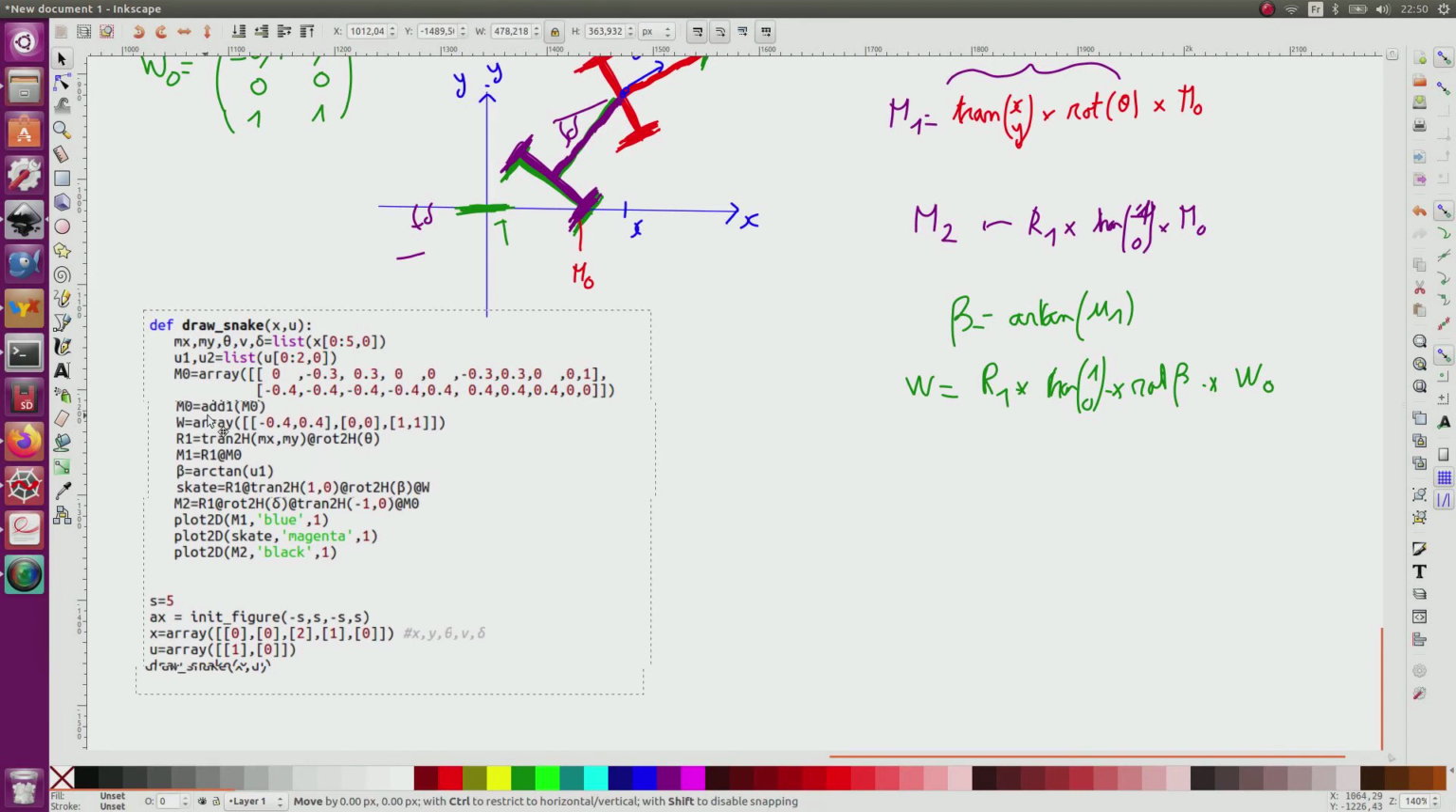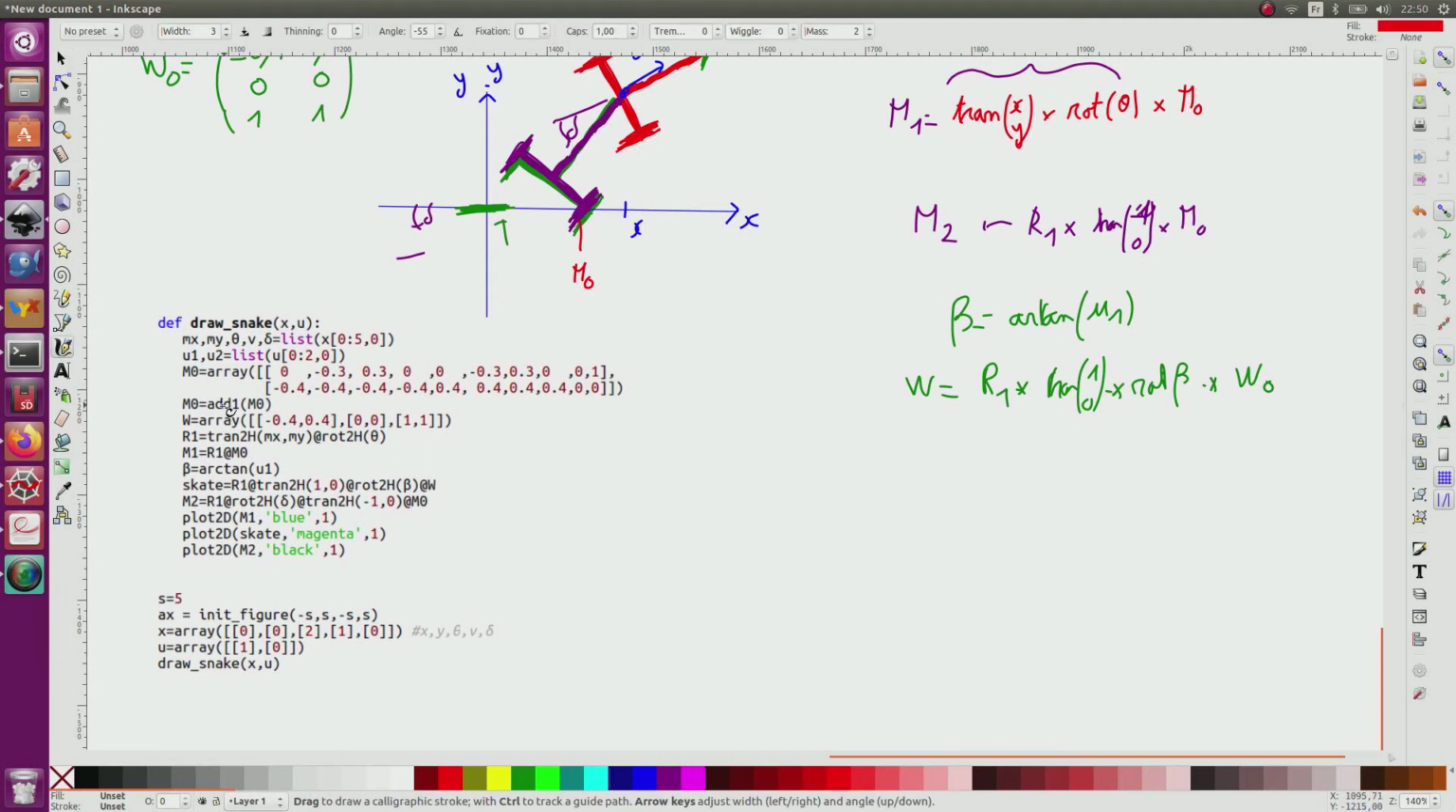This one is to put M0, I add 1 like this to put it into homogeneous coordinates. So I add a line of 1s. This one is for the wheel. It is what I called W0 previously. So this one corresponds to W0. Then here 2H means 2 dimension and homogeneous coordinate because I have added 1s everywhere.